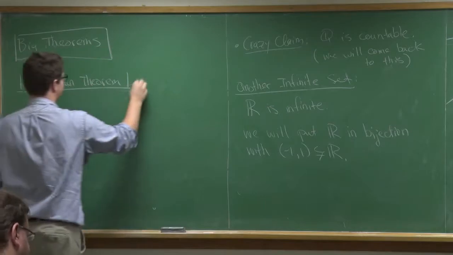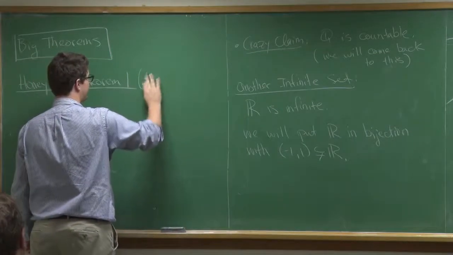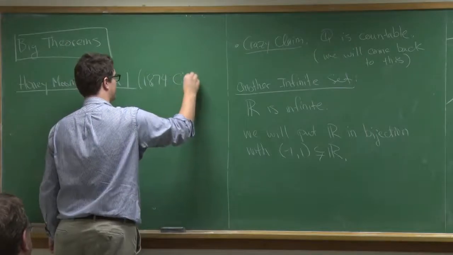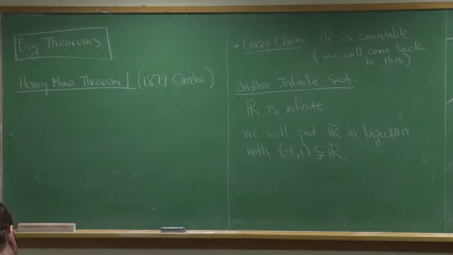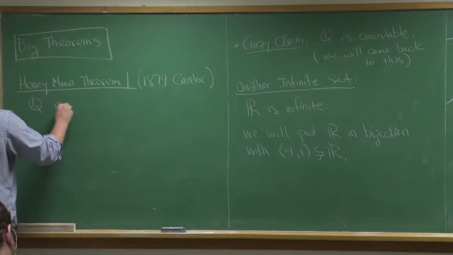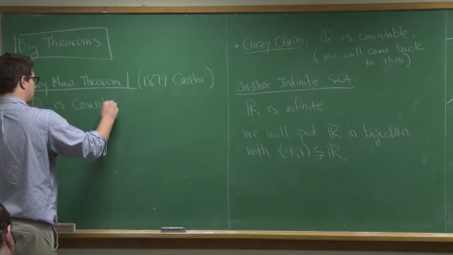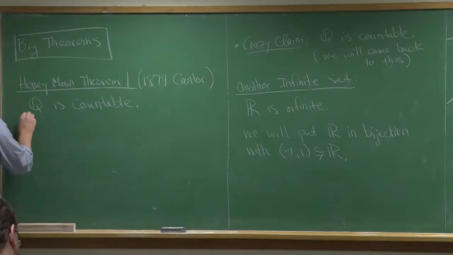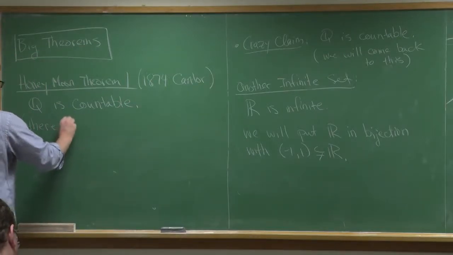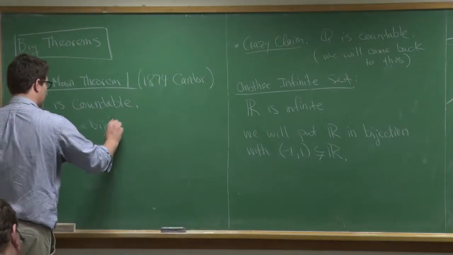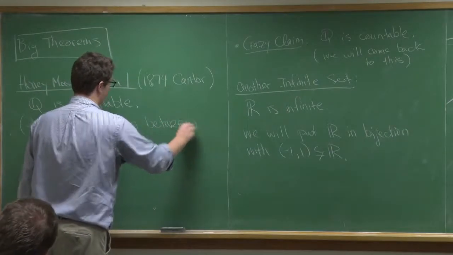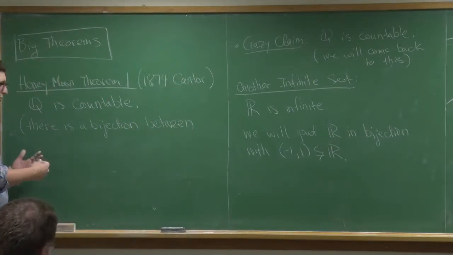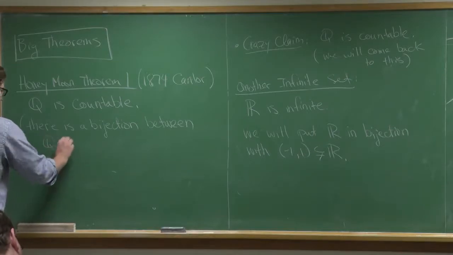This is from the 1874 paper. This is due to Cantor, the same guy. Dedekind and Cantor were the set guys, and it made everyone really uncomfortable: Q is countable. That is, there's a bijection. Obviously it's not finite countable, but it's infinite countable. There's a bijection between Q and the natural numbers.